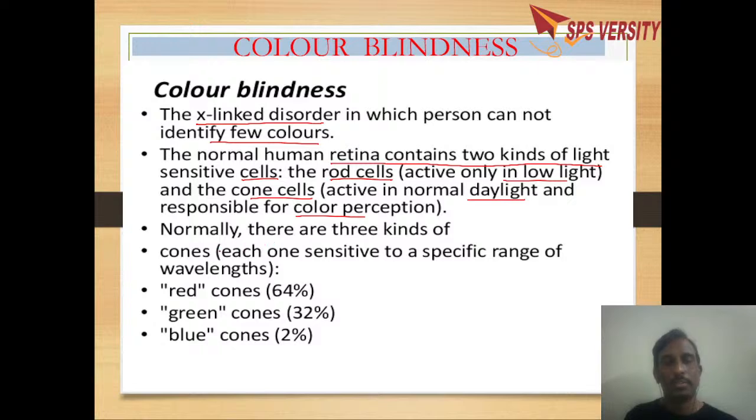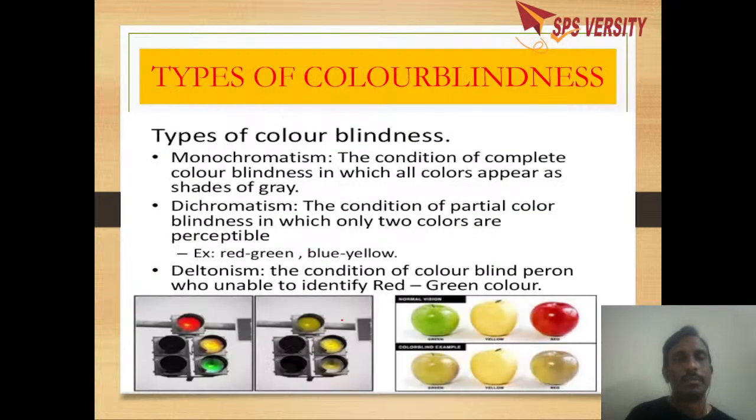So when you take the cones, they are meant for color perception: red cones, which perceive red color, green cones, and blue cones. The red cone percentage is 64, green cones 32%, and blue cones 2%. Here there are different types of color blindness. One is monochromatism, which is complete color blindness, in which all the colors will appear green.